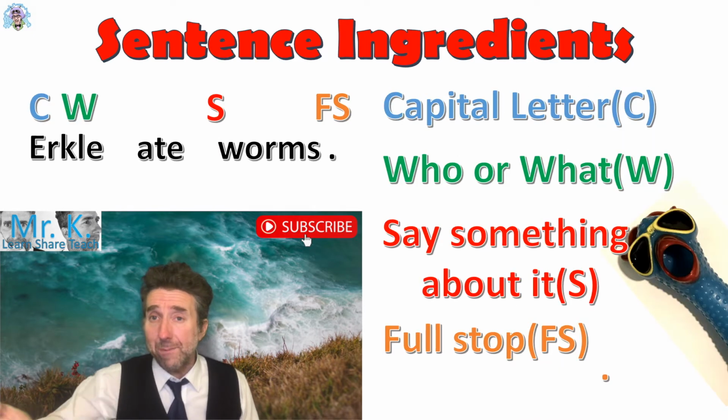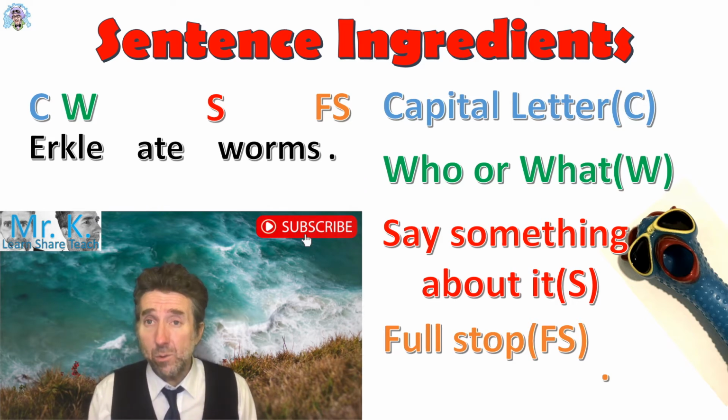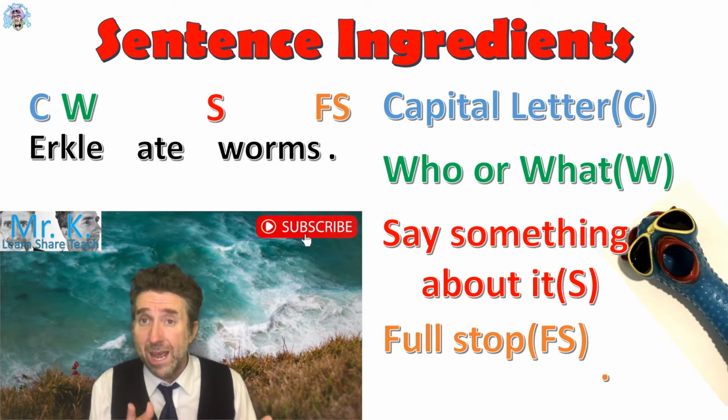Well, put in layman's terms, what you really need is to start your sentences with capitals. Then you would have to have a what or a who or even a where that you're going to talk about or say something about. Then you have to actually say something about that who, what, or where. And then finally, you finish your sentence with a full stop.